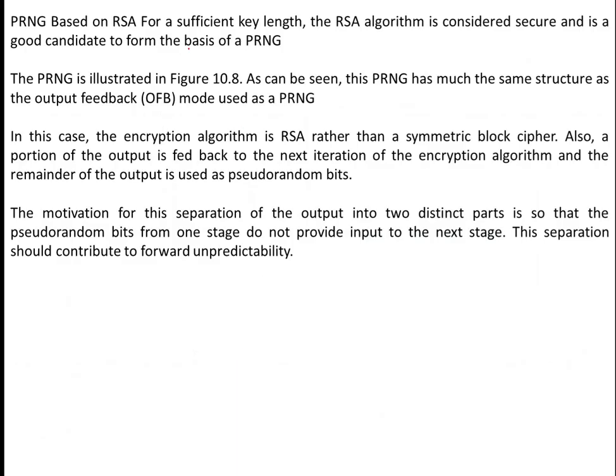PRNG based on RSA: for a sufficient key length, the RSA algorithm is considered secure and it is a good candidate to form the basis of PRNG, because in the RSA algorithm the length of the key we are taking randomly. So we are taking the RSA algorithm as an example of the basis of pseudo random number generation. The PRNG is illustrated in figure 10.8.